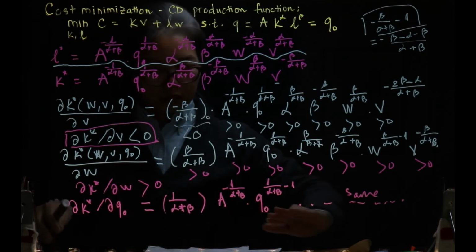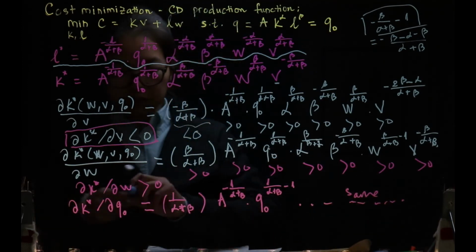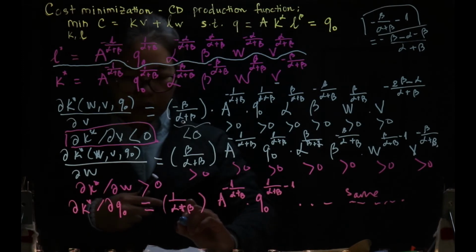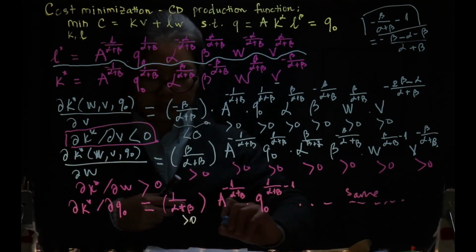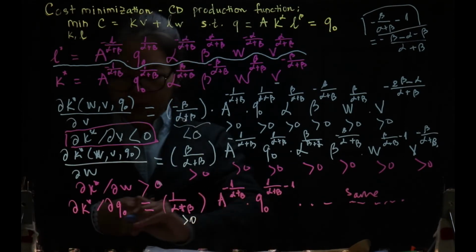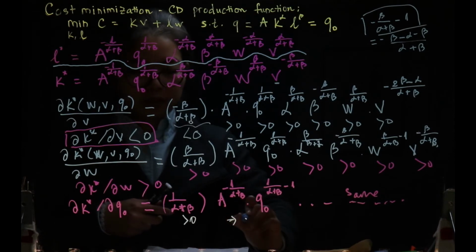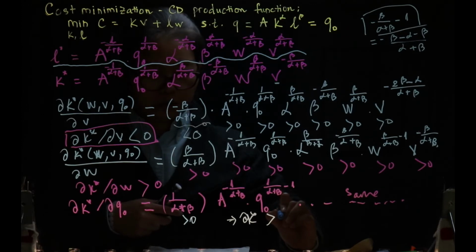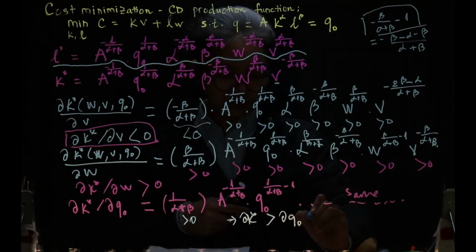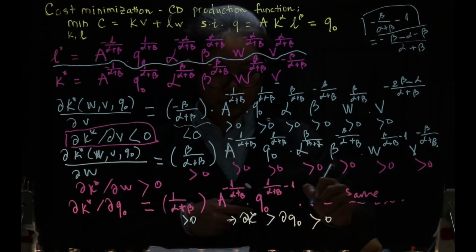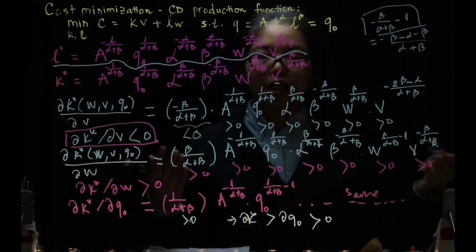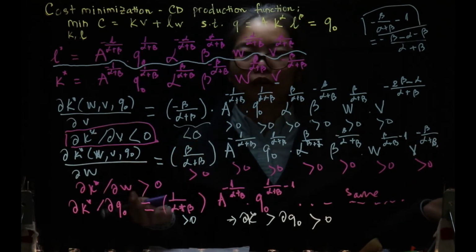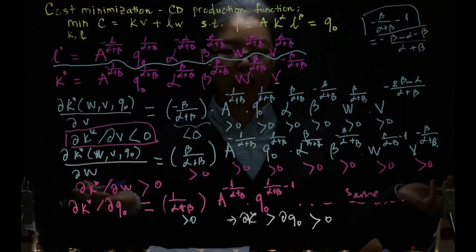And because all the terms are positive and 1 over alpha plus beta is also larger than 0, I keep saying positive today, not good. That means the derivative of K, or input demand, with respect to Q0 is larger than 0. So very intuitive, right? If you want to produce more, you need more input. Nothing else to say.